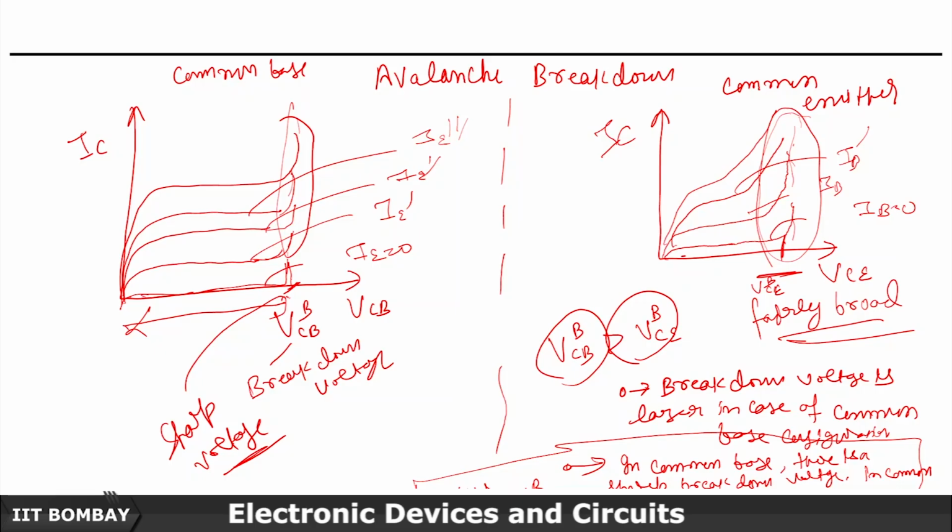So you can see that in the common emitter case there is a strong influence of charge carrier multiplication over a fairly broad range of the collector voltage. So the carrier multiplication effect is there over a broad range of voltage. Let's quickly see mathematically what is going on. If I write down the equation for the current here, IC is equal to alpha IE plus ICEO.